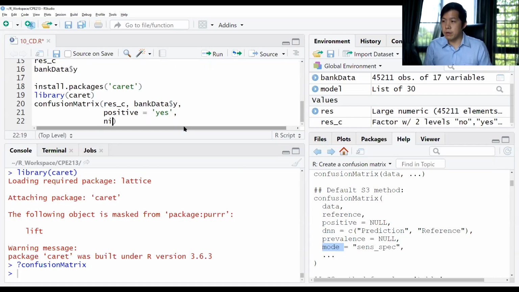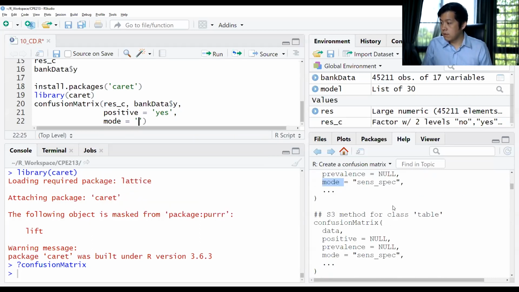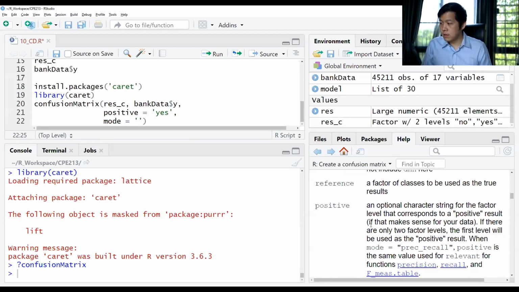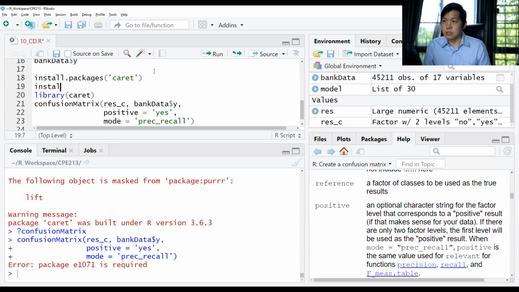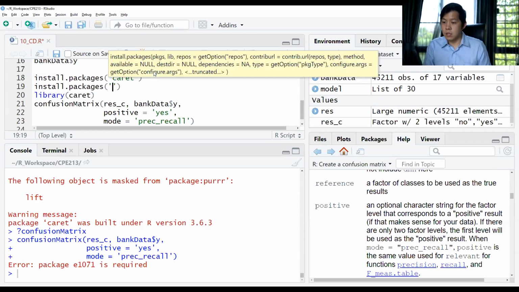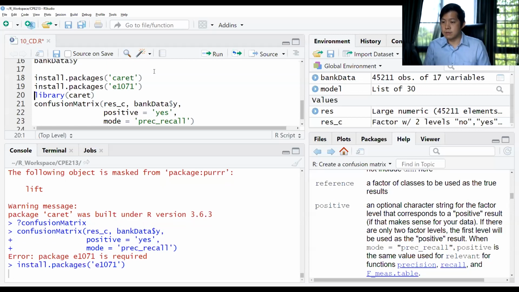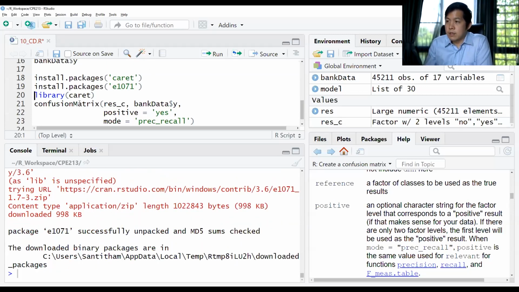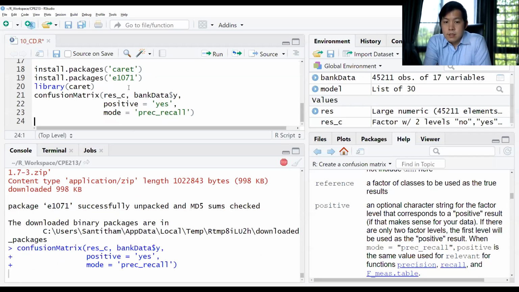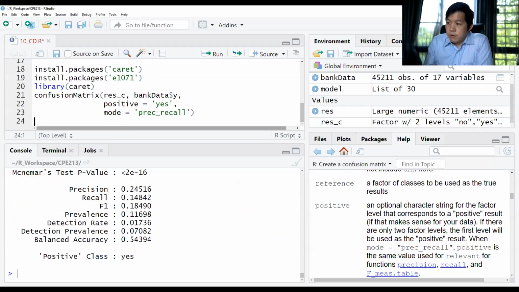And the mode, because what we want is to know precision and recall, PREC recall. Oh, I need another library. Install packages e1071. Done. Right, then confusion matrix. Right, it gives you this.